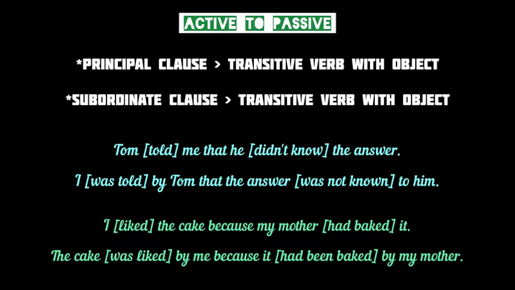In the next example, I liked the cake because my mother had baked it. I liked the cake is the principal clause in which liked is the transitive verb and cake is the object. And in the subordinate clause, because my mother had baked it, had baked is the transitive verb and it is its object. Again, change both the clauses into the passive voice separately. The cake was liked by me because it had been baked by my mother.